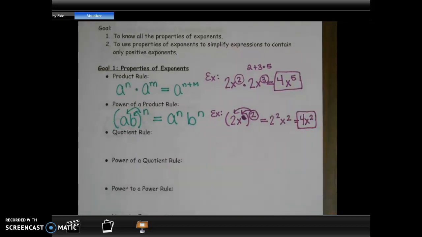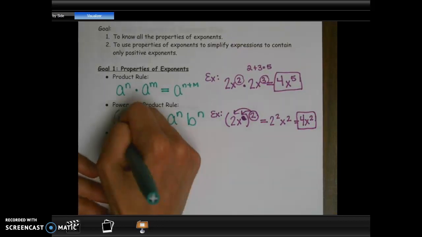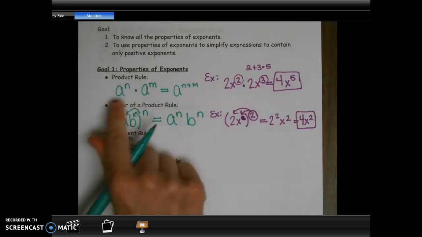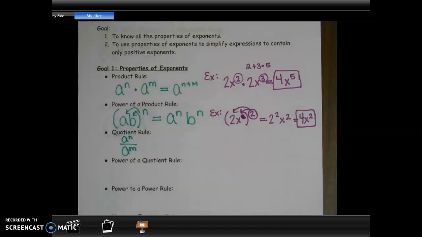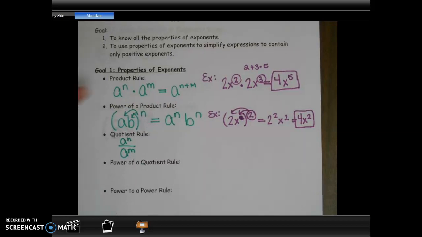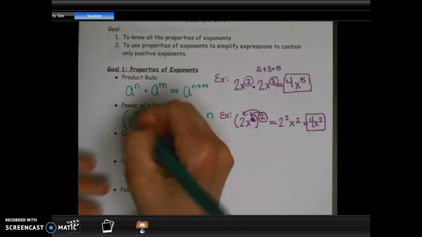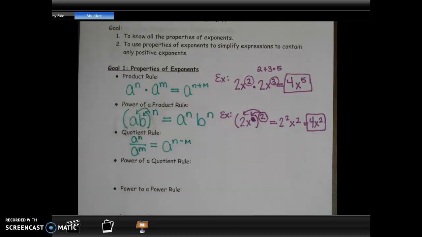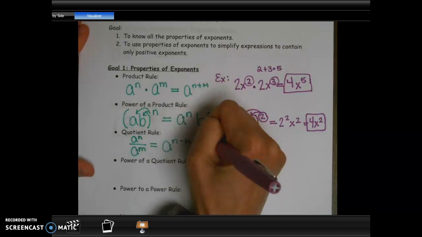Okay? Quotient rule. Quotient means to divide. So let's think about this. When we multiplied, we added. So since multiply and divide are opposite, what's the opposite of addition? Subtraction. So that means we're going to now subtract. So let's do an example.